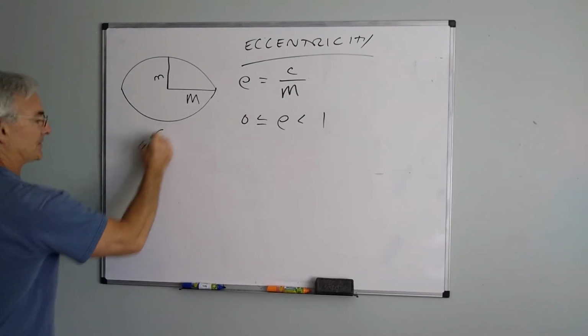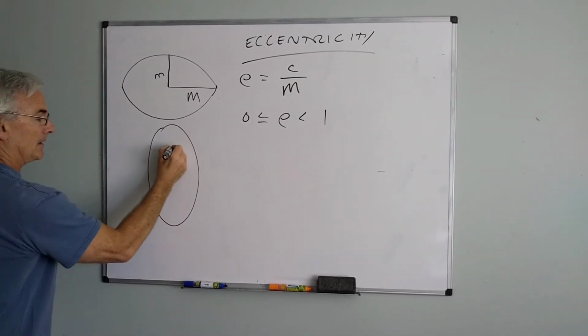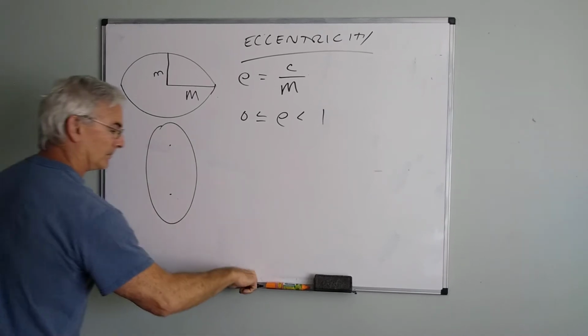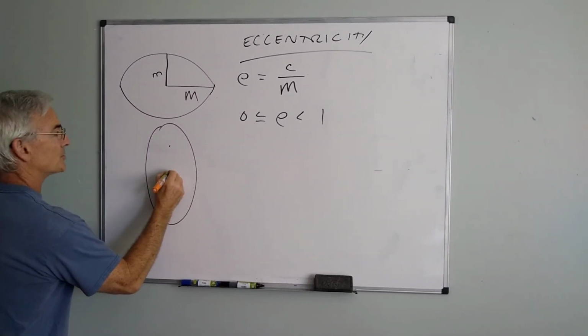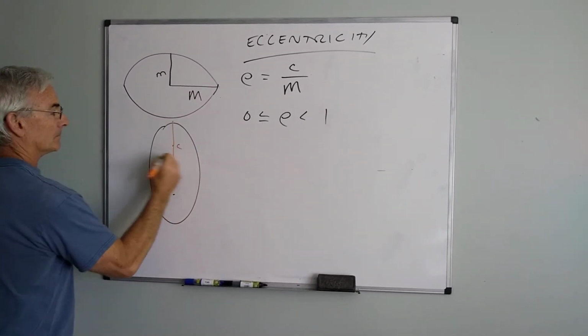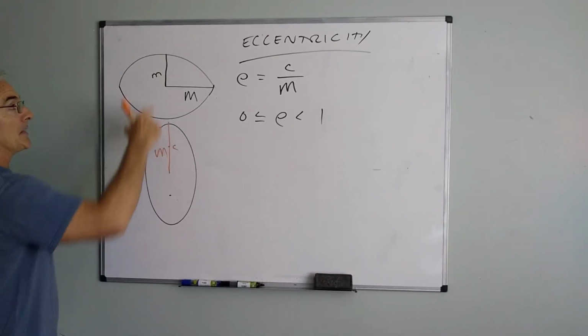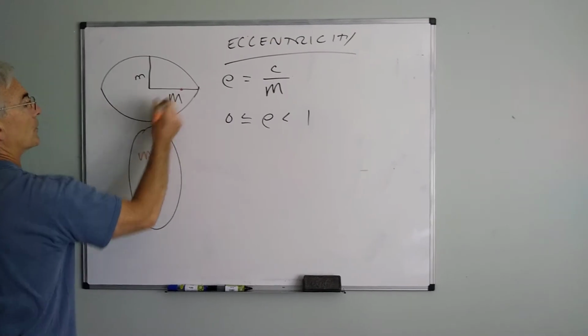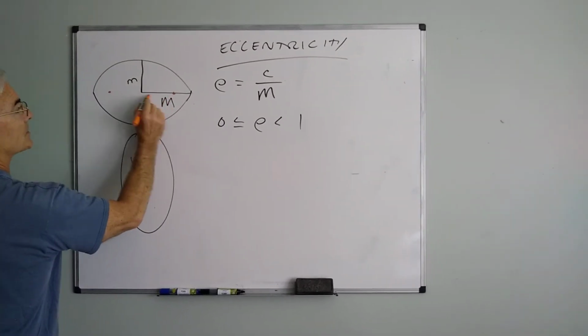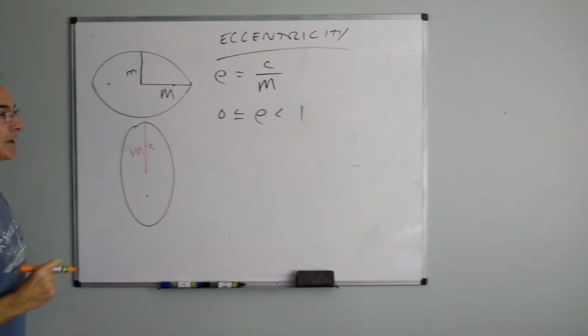So if I have an ellipse, let's say, that opens this way, then my foci would be here, and my major would be here. So I just take little c over big M. If it opened this way, my foci would be basically here and here, so I'd take this distance over M.